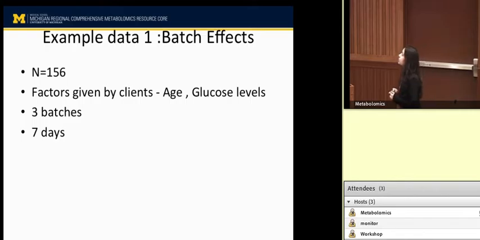So one example from example data for the batch effects: we got 156 samples from a client, with no big factors as such. Given by the client was only age and glucose level, all continuous, and we ran this data, 156 samples, in 3 batches over a period of 7 days.